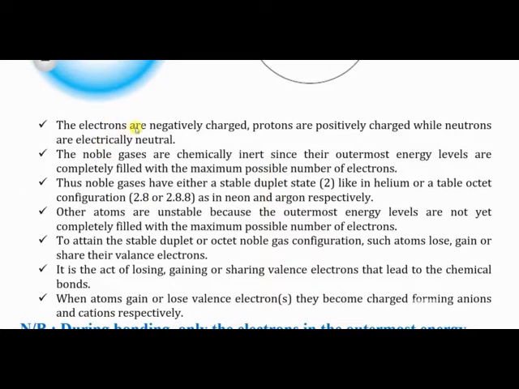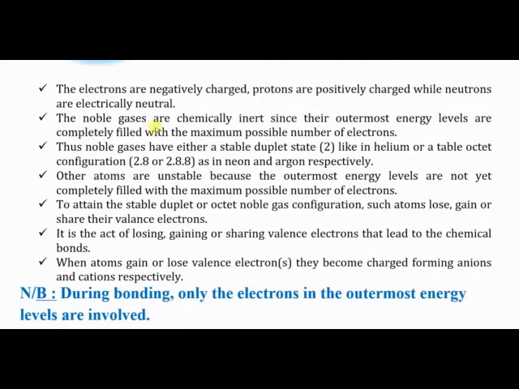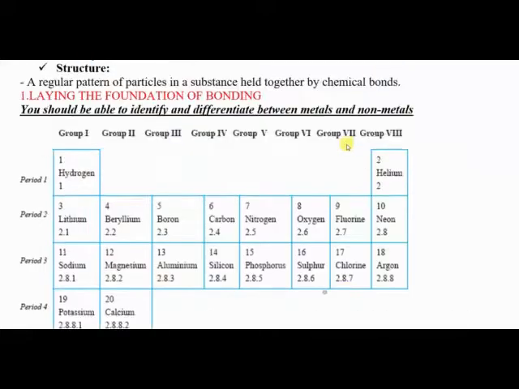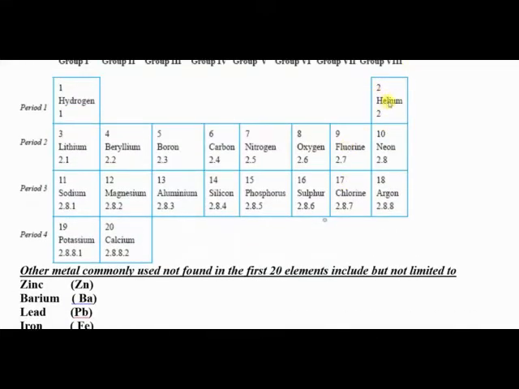The electrons are negatively charged, protons are positively charged, while neutrons are electrically neutral. Very important to note: the noble gases are chemically inert since their outermost energy levels are completely filled with the maximum possible number of electrons. It means that helium does not react because it is stable.